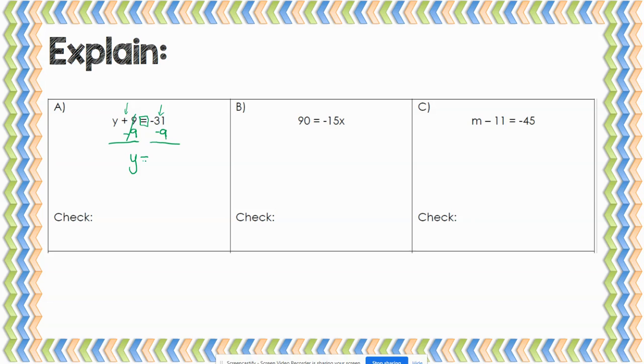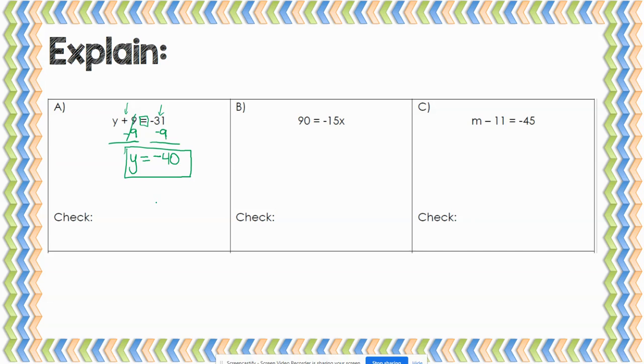I always need to bring down my equal sign. And then on this side of my equation, I have negative 31 minus 9. When I solve negative 31 minus 9, I get negative 40. So y is equal to negative 40.